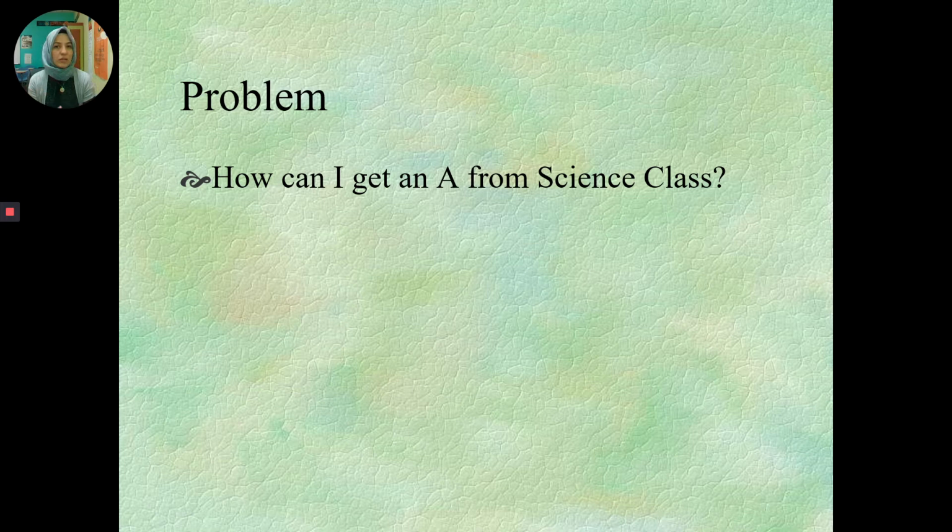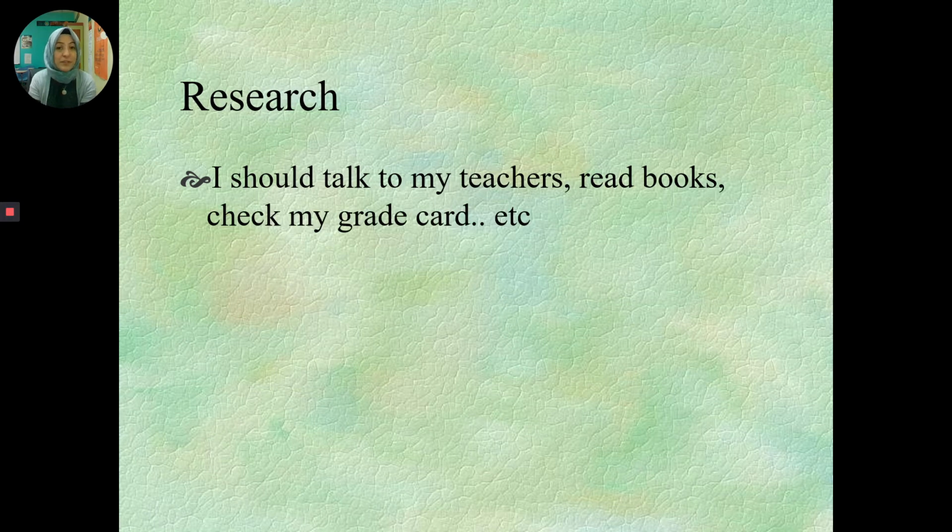So in our steps, what was the next step? I need you to tell me. What is it? Okay, good job. The next step is research. Where can I research it? What is my research target? To find out ways to get an A from science class. So how can I find these ways? Where should I go? Where can I research?